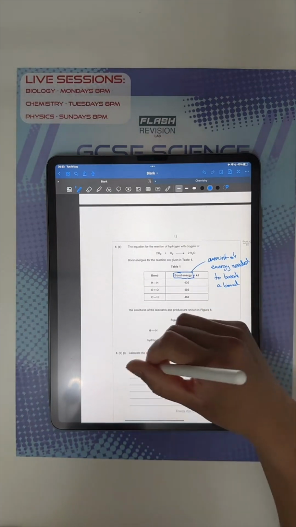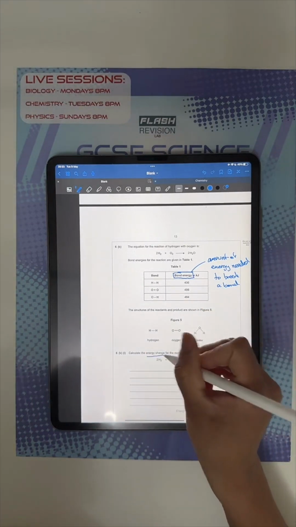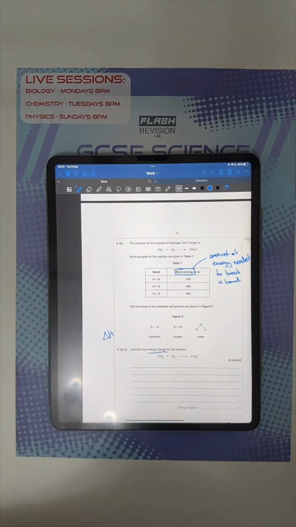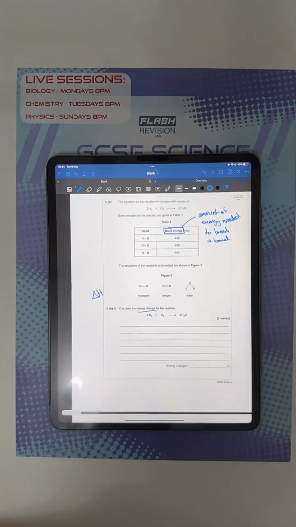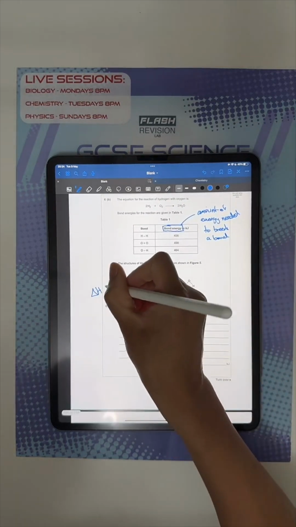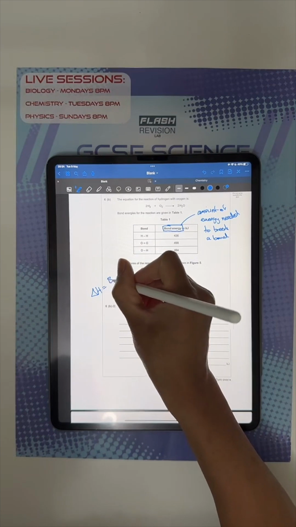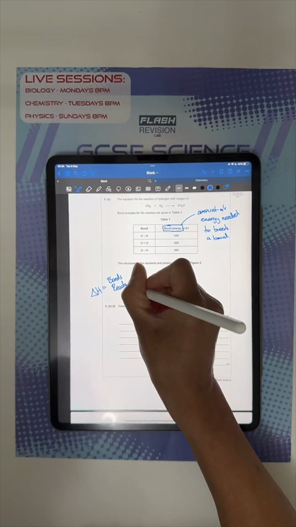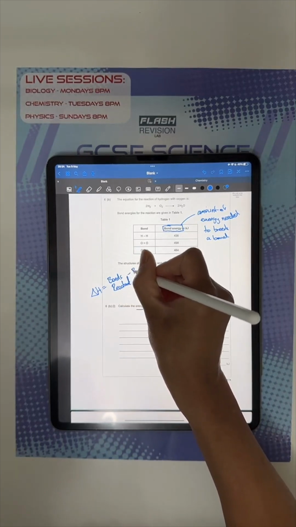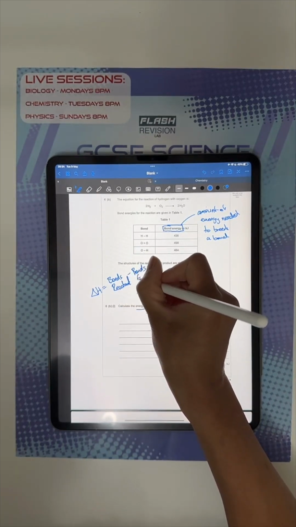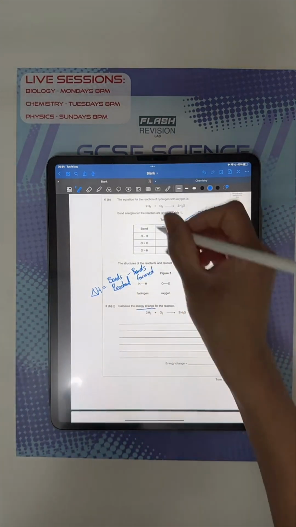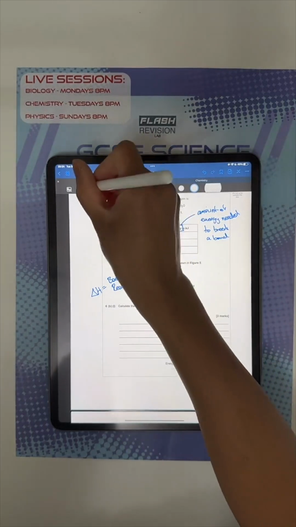And it's asking us to calculate the energy change. So like I said before, it's asking us to calculate delta H. So how do we do that? We do what I said earlier. You do bonds of reactants or bonds broken minus bonds formed. Okay, so bonds of the reactants minus, I'll say, bonds of products.